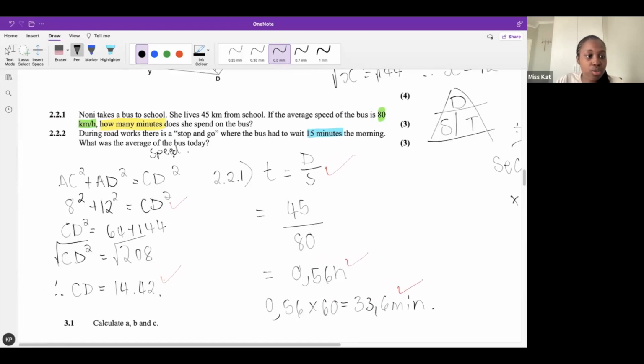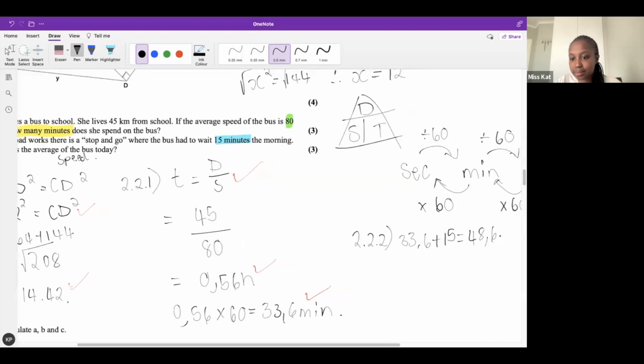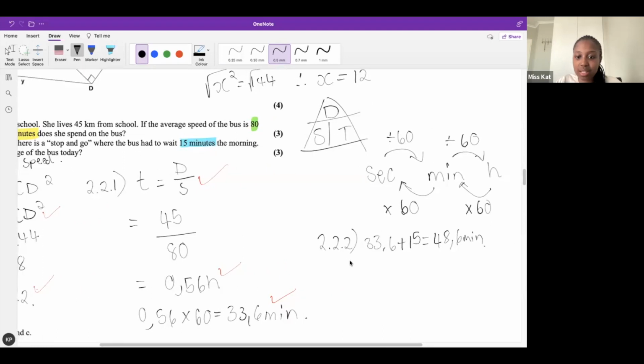This is 2.2.2. So instead of taking 33.6, we're going to say 33.6 plus 15, and that's going to give us 48.6 minutes. Nice. And now what do we do, guys? We're going back to distance, speed, and time. But what are they asking us this time? They're asking us speed. So my formula for speed is distance over time. The distance doesn't change, right? She lives 45 kilometers away.